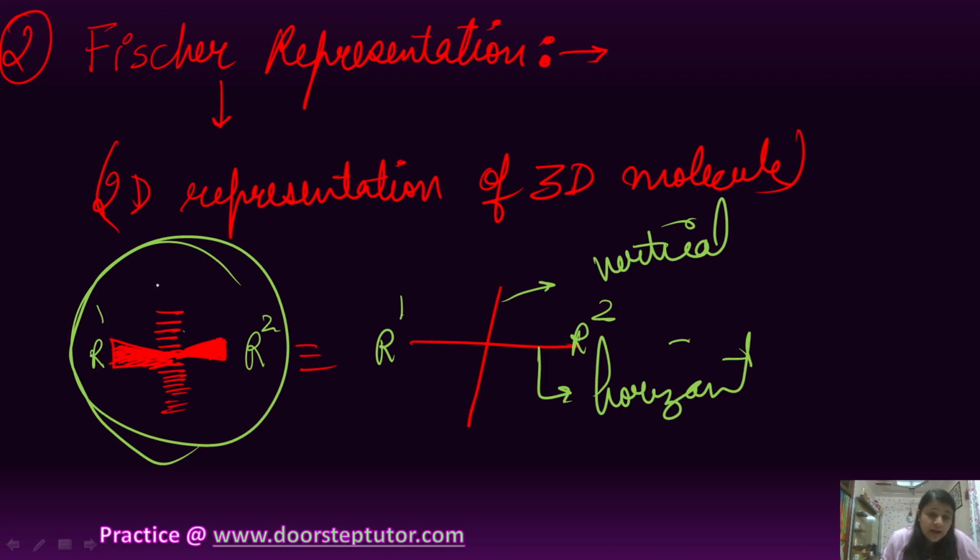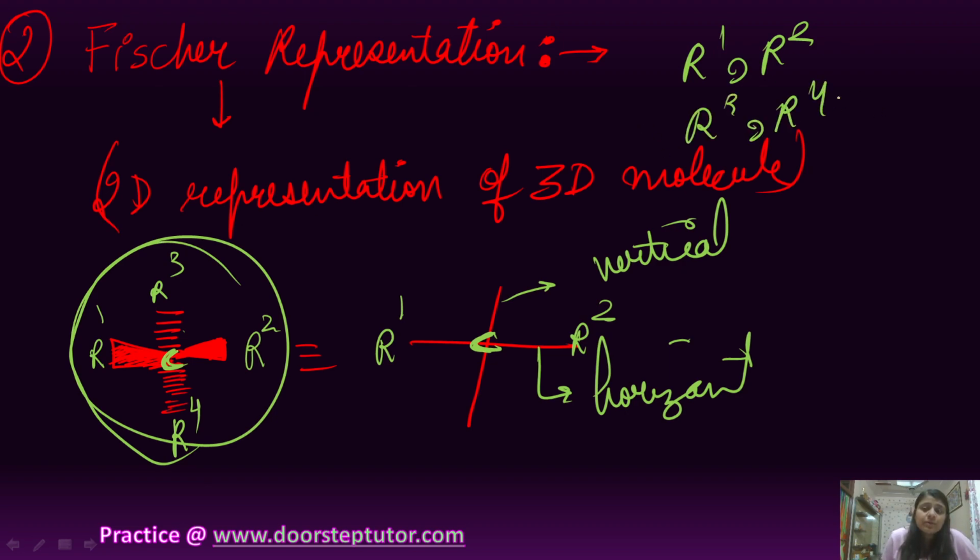And if I am talking about R3 and R4, then these two substituents are going far below the particular plane. This particular carbon atom is in the plane, and the two substituents R1 and R2 are present above the plane. It means they are coming towards us, towards the observer, and the substituents R3 and R4 are far below the observer. It means that the substituents R3 and R4 are moving away from the observer.